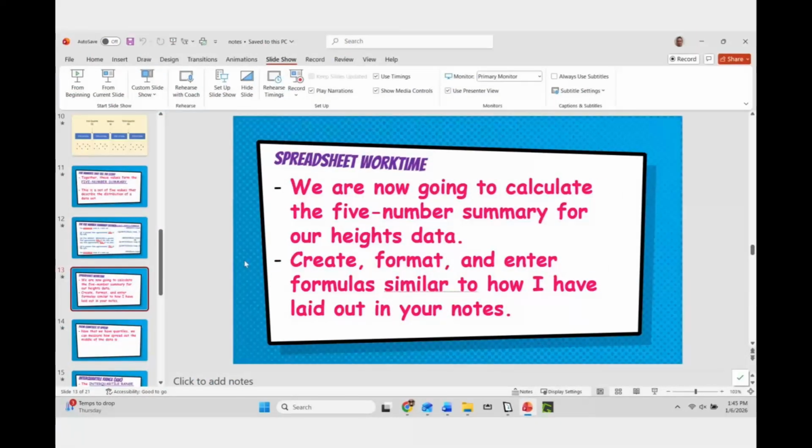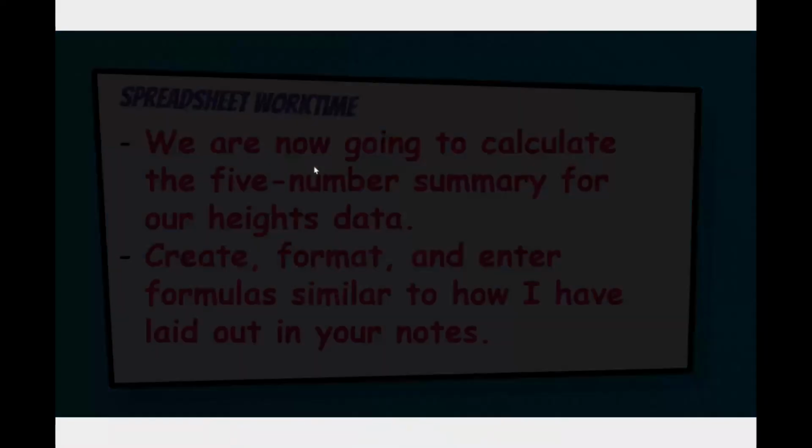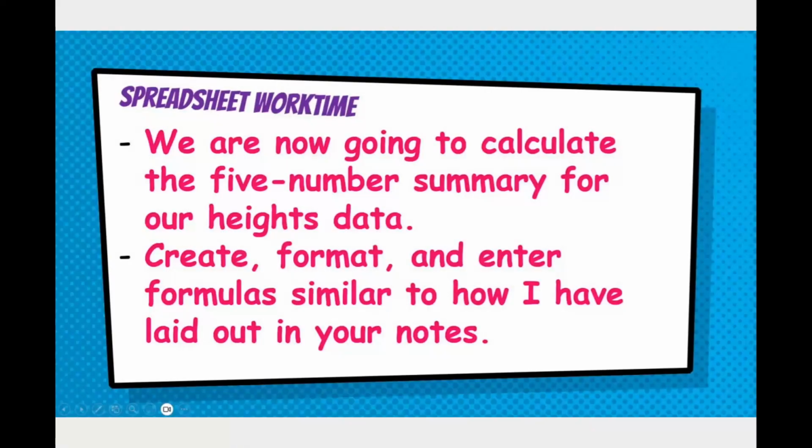let's go back to this. So calculate the 5-number summary for our Heights data, create, format, and enter formulas similar to how I have laid out in your notes. I do want you to go ahead and fill in your notes once you have those things down, just so you can have kind of a hard copy of that. And you can use that to reference for your project piece. And then we'll do range here in a second.